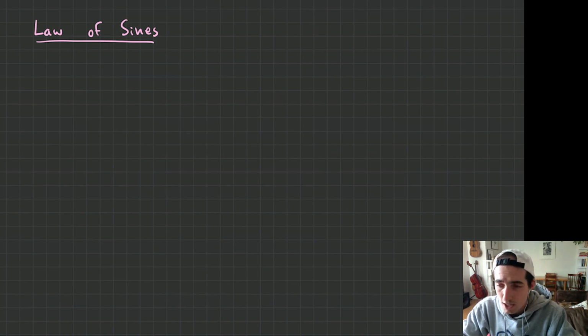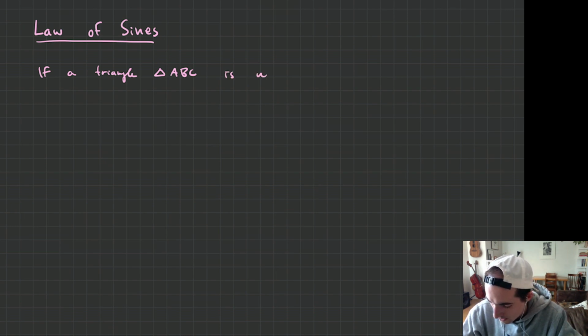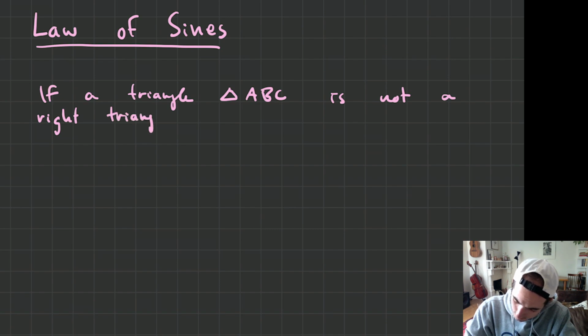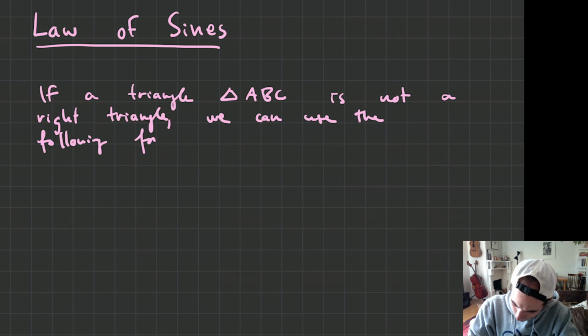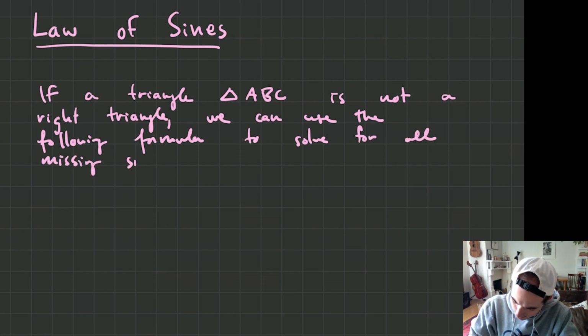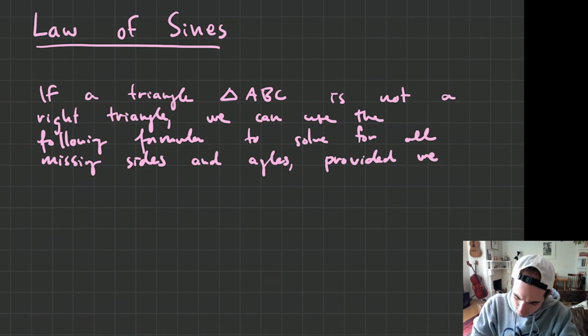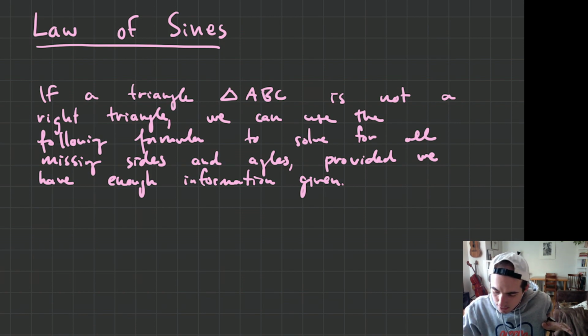The law of sines basically gives us a formula to use the sine function to solve triangles that are not right angle triangles. So if a triangle ABC is not a right triangle, let me zoom in a little bit, we can use the following formula to solve for all missing sides and angles, provided we have enough information given.